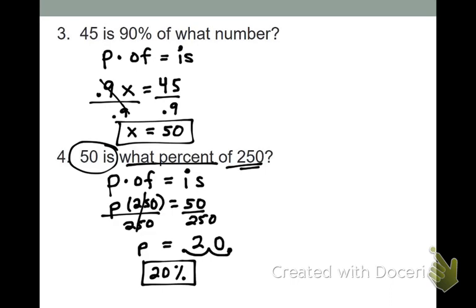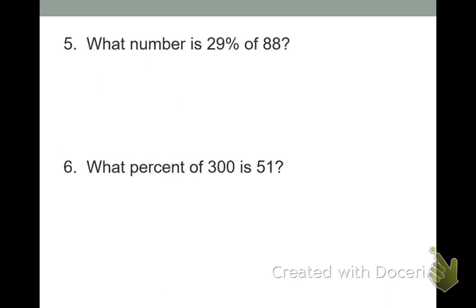Okay. Number 5. What number is 29% of 88? So is this going to come out as a number or will it come out as a percent? It's going to be a number, not a percent. All right, go ahead and try number 5 on your own. What number is 29% of 88? What do you think I should do?